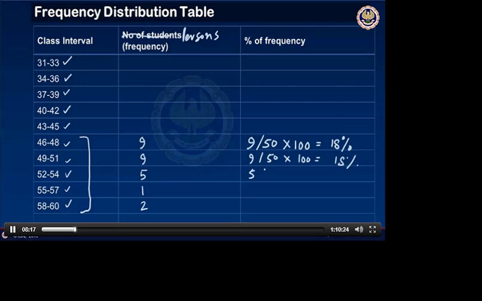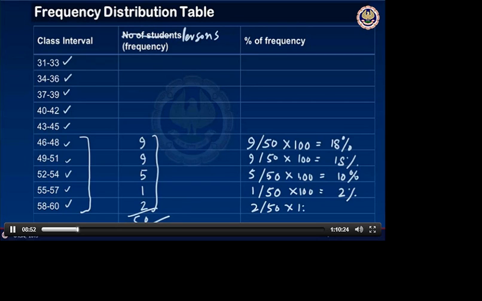Then this is 5 divided by 50 into 100. So we find it is about 10%. And then 1 divided by 50, because there are 50 persons, so we'll take the whole data sample into 100, and we'll get 2%. And altogether there are 50. We have collected data only for this, because the rest would be, when we count, it will be 50. The sample size is 50. So the last one also we can find, 2 divided by 50 into 100, which will be 4%.